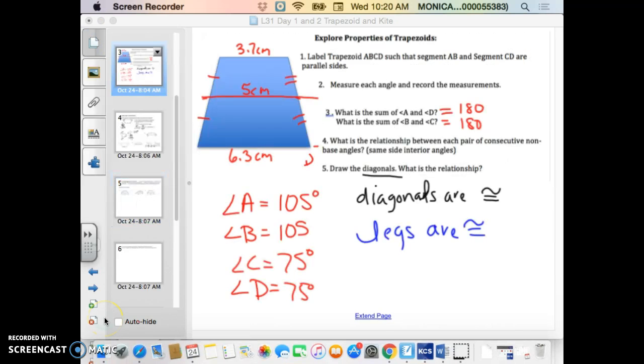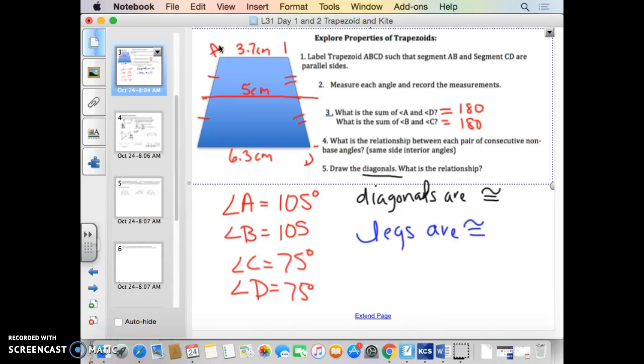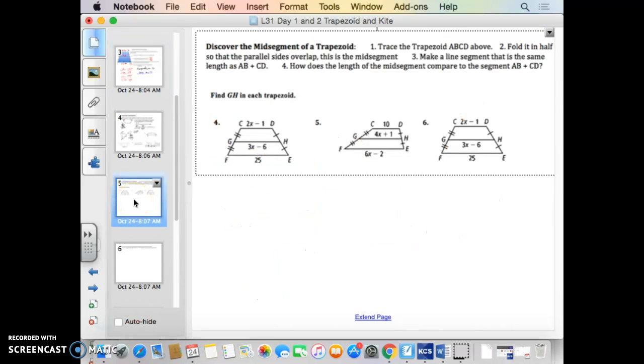What I actually discovered when I drew my mid-segment is that when I measured all these, I got about 3.7 centimeters for the top from A to B, and I got 6.3 from C to D. And then what I noticed is that my mid-segment was 5 centimeters. And that is half of AB plus CD. So 3.7 plus 6.3, that's 10 centimeters. And then I found that the length of the mid-segment was 5 centimeters.